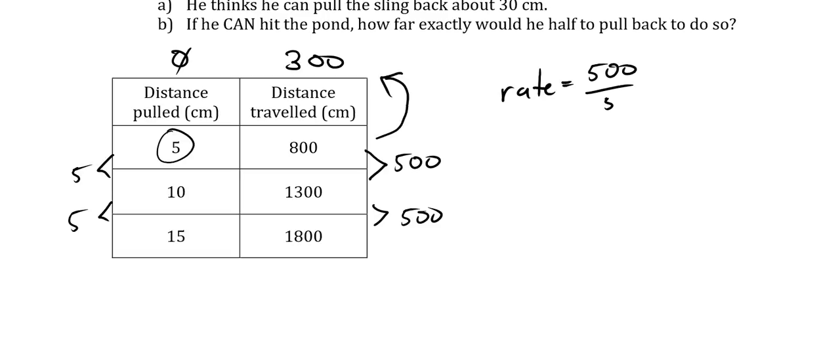500 divided by 5, which is... Damien, you with us here? 100 centimeters per centimeter, I guess, is what that is. It's a little confusing, but it's okay for now. Okay, so let's calculate this. Distance equals 100 times the number of centimeters you pull back plus 300. We good? Tariq, come on.